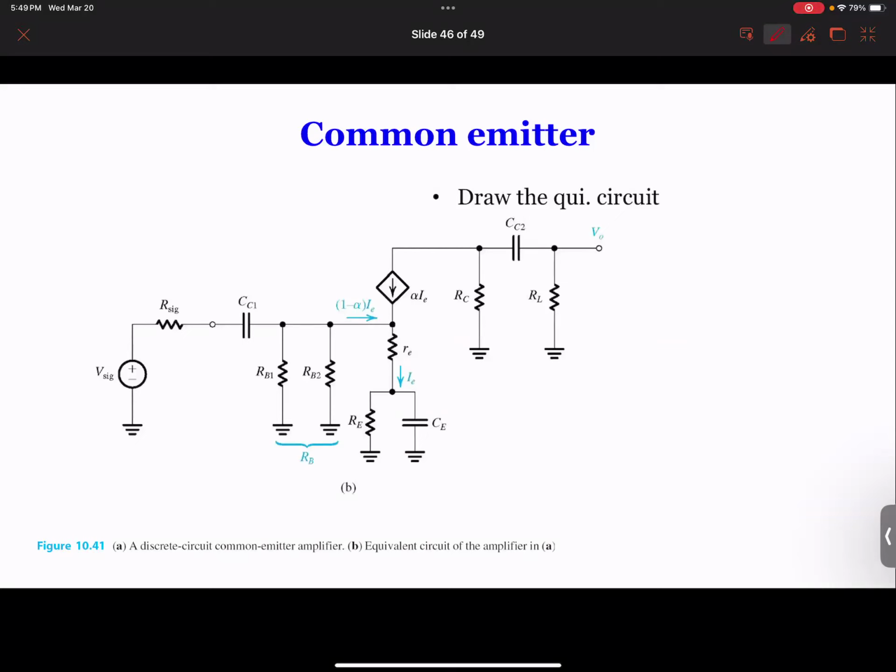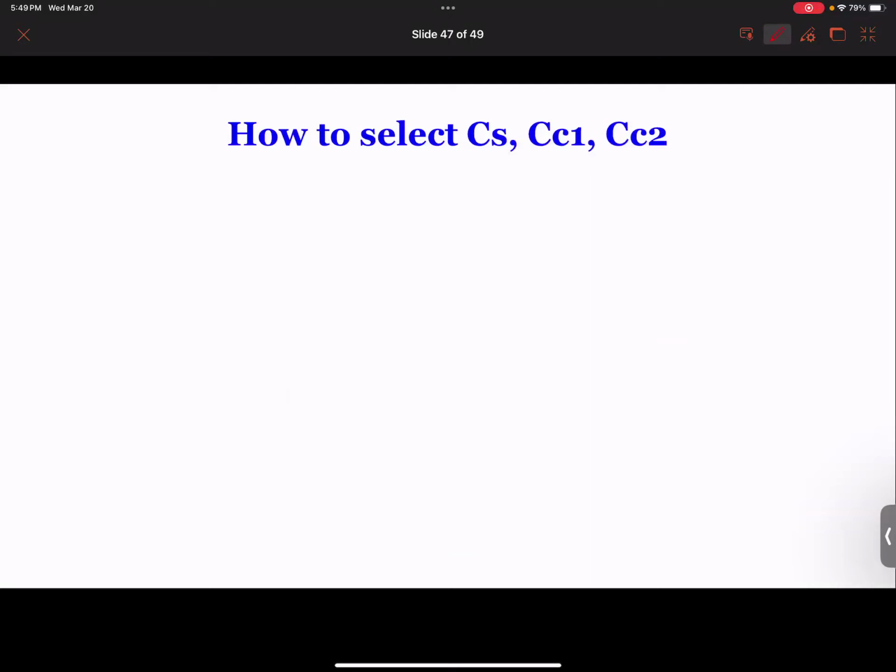You can solve for the circuit again. You can do all the derivations. You'll have 3 poles. And eventually it will come out, the 3 poles are essentially similar to the MOSFET. Okay, so this is almost the same.